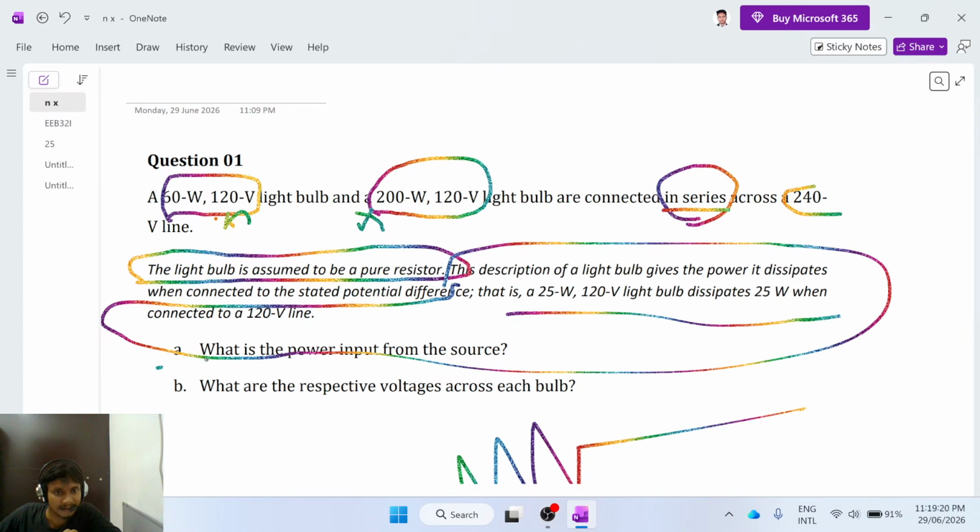Question 1 part A is, what is the power input from the source? Now let's discuss. What is the power input? P input. They ask about P input from the source.